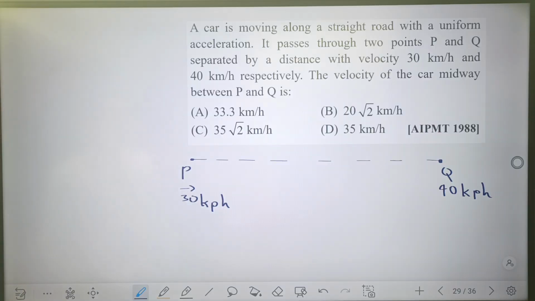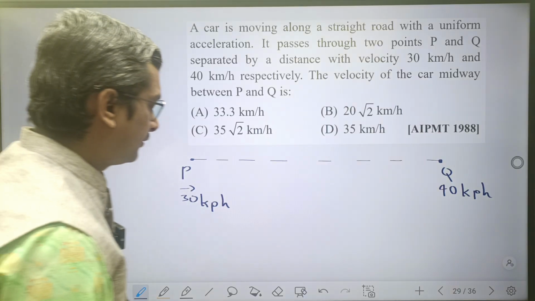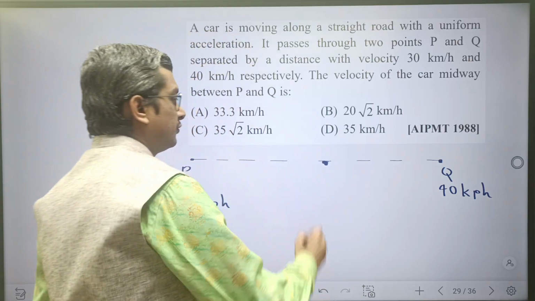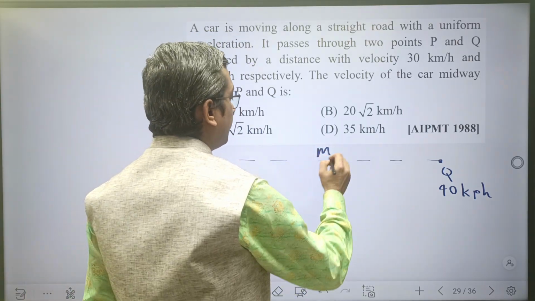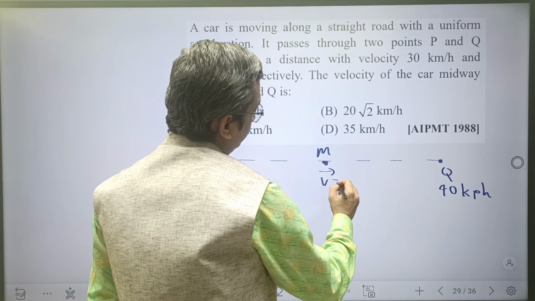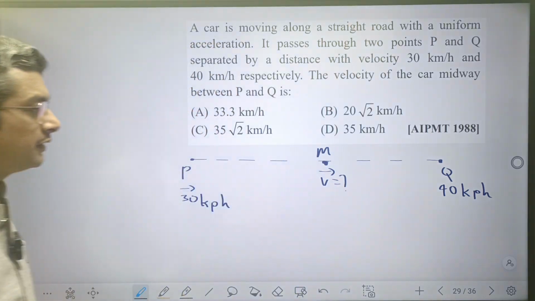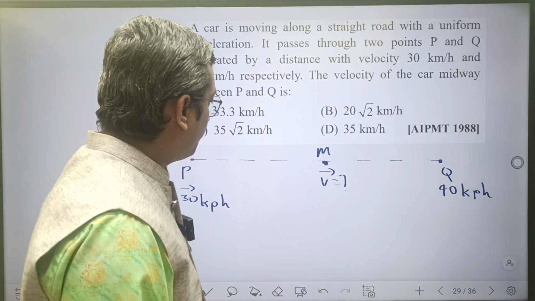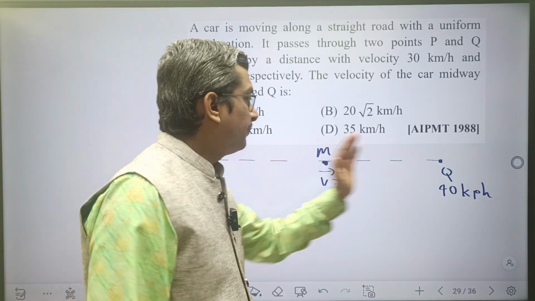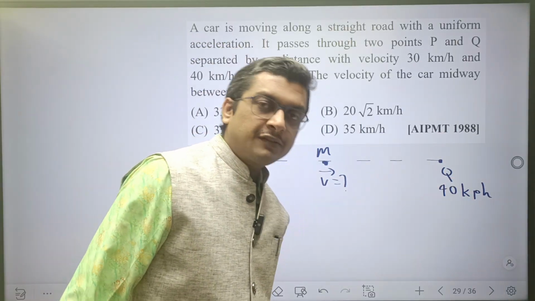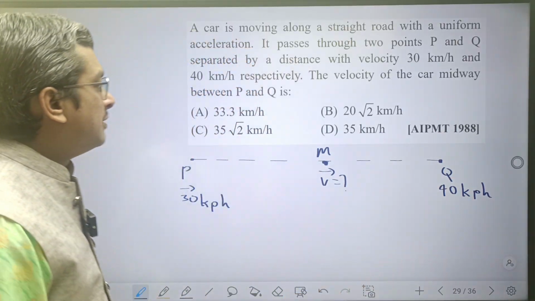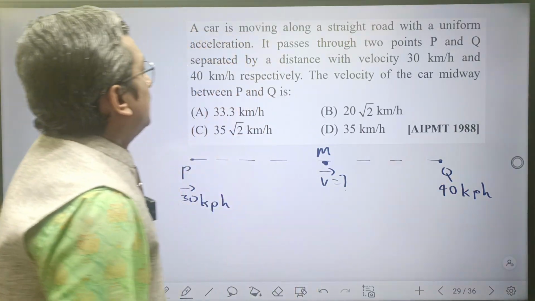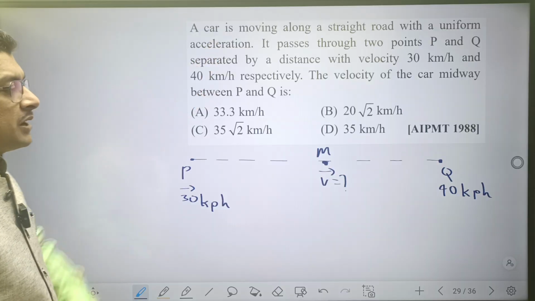The velocity of the car midway between P and Q. Let us suppose the midpoint is M. We have to find this velocity, isn't it? During its entire journey, whether you talk about the journey of the car from P to M or for P to Q, in both cases the acceleration of the car is the same, because it is following the same acceleration. It is given in the question, uniform acceleration.